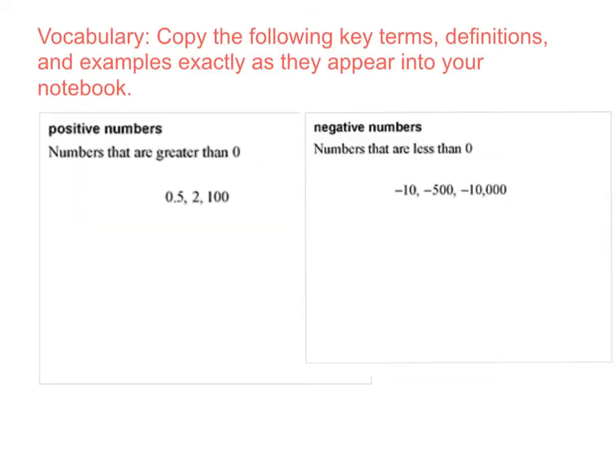Copy the following key terms, definitions, and examples exactly as they appear into your notebook. Positive numbers are numbers that are greater than 0. Negative numbers are numbers that are less than 0.